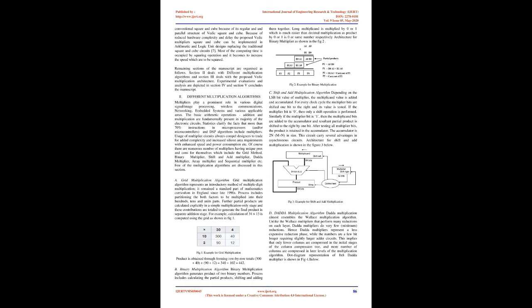Comparison is made between conventional and Vedic methods 6. These are faster than conventional square and cube because of the regular and parallel structure of Vedic square and cube. Because of reduced hardware complexity and delay, the proposed Vedic multipliers, square and cube, can be implemented in arithmetic and logic unit designs, replacing the traditional square and cube circuits 7. Most of the computing time is occupied by the squaring operation, so there is a need to increase its speed. Remaining sections of the manuscript are organized as follows.